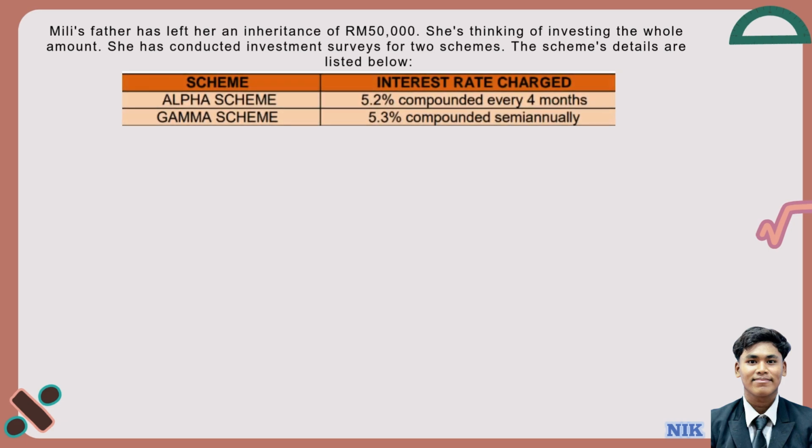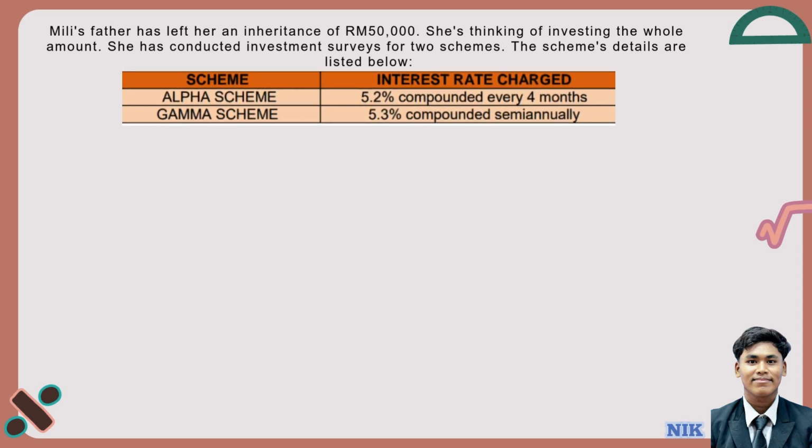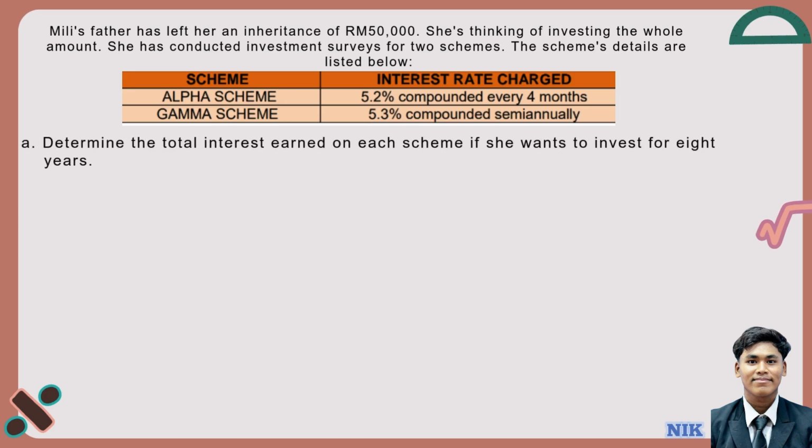Alpha scheme, interest rate charge 5.2% compounded every 4 months. Gamma scheme, interest rate charge 5.3% compounded semi-annually. Question A. Determine the total interest earned on each scheme if she wants to invest for 8 years. There are 2 option schemes in this question, so we need to solve one by one.